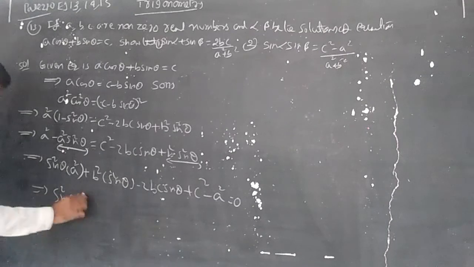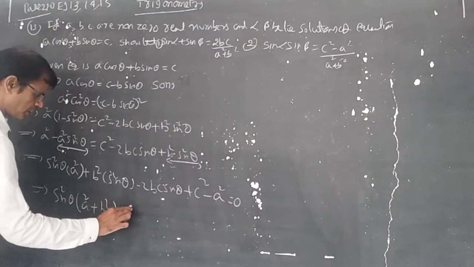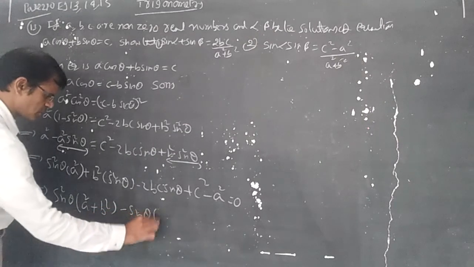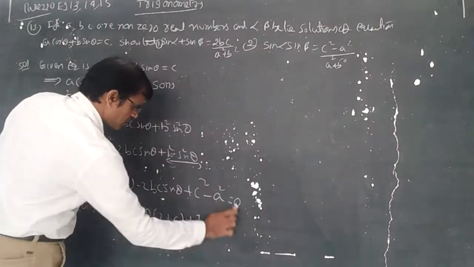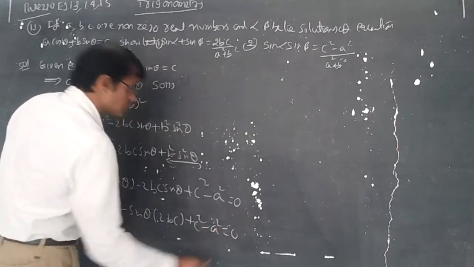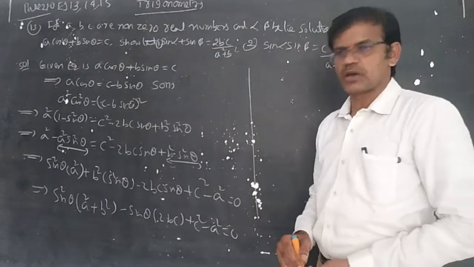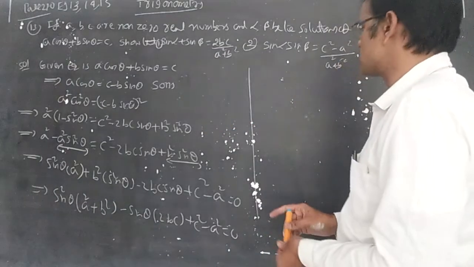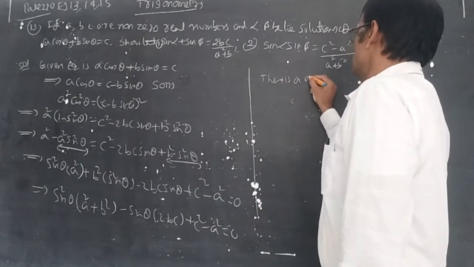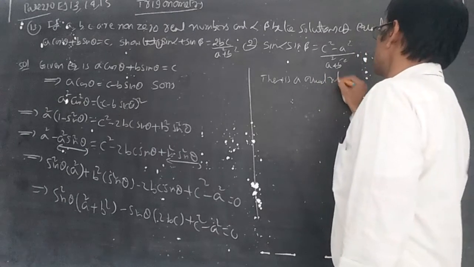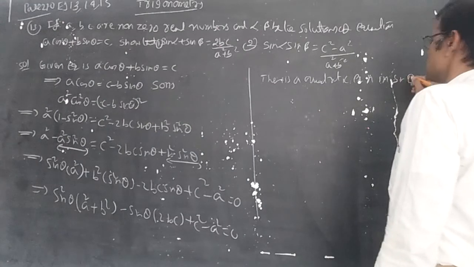Taking sin square theta common, within the brackets you can write a square plus b square, minus sin theta within the brackets 2bc, plus c square minus a square is equal to 0. Sin square theta into a square plus b square minus sin theta into 2bc plus c square minus a square equal to 0. This is a quadratic equation in sin theta.